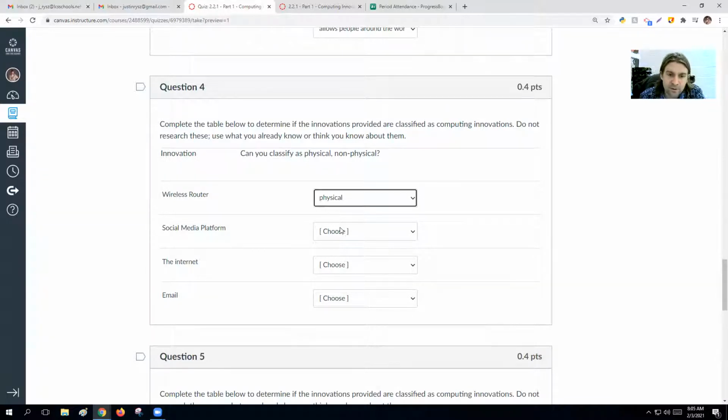All right. Social media, though, I mean, you can go to Facebook, and I'm sure they have a giant building, but Facebook itself is non-physical. It's this non-physical thing that only exists on the internet. And the internet itself, you won't see a bunch of wires connected. I mean, technically, there are physical storage spaces that are part of the internet, but the internet itself is not physically located in any one spot. And email, same thing. It's non-physical.